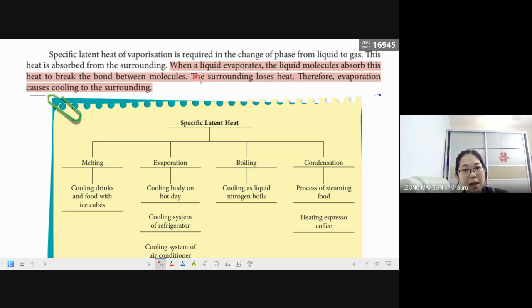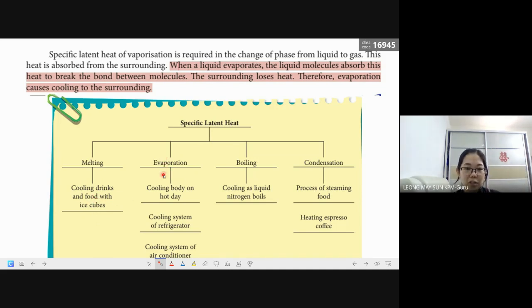All right, so please underline and please identify this. They might come out as a 4 marks application question or a 2 marks question in Paper 2. All right, so let's look at the application of specific latent heat. The melting part is where we cool drinks and food with ice cubes. It is the ice cube that will absorb the heat to melt from solid to liquid. When it absorbs the heat, the surrounding drinks and food will decrease in temperature.